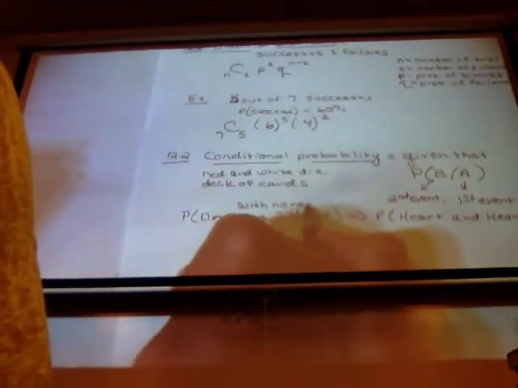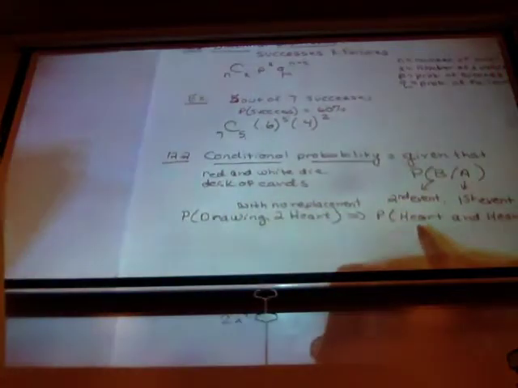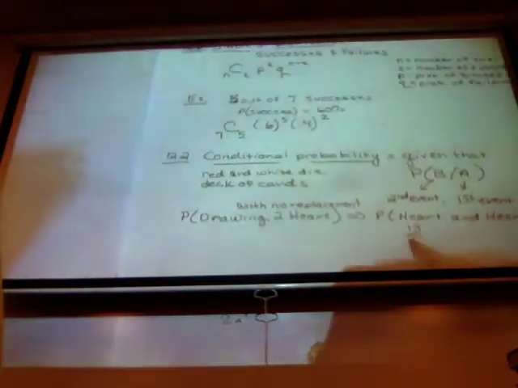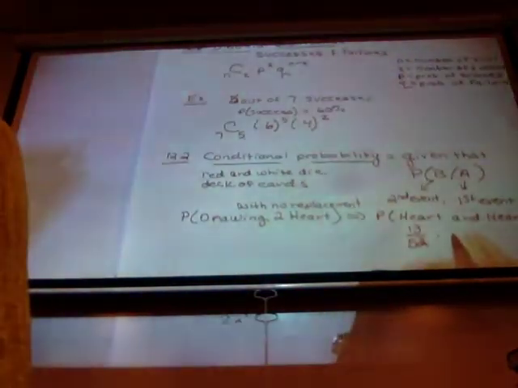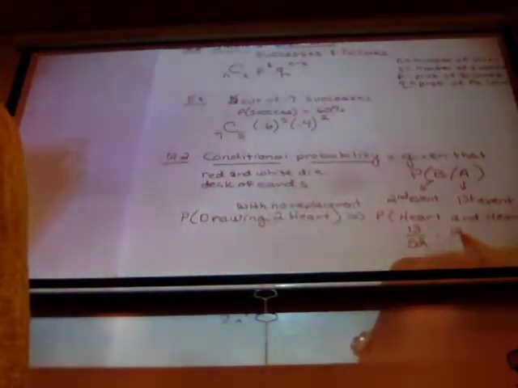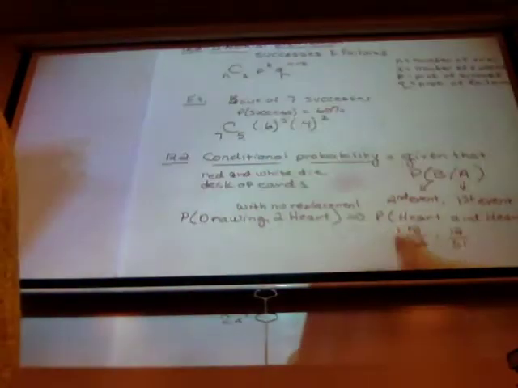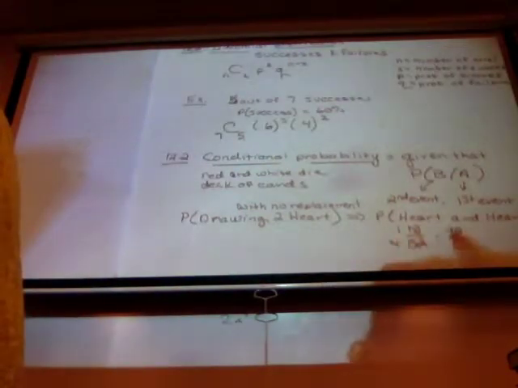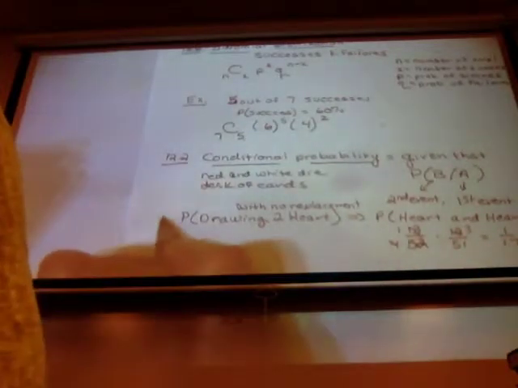You have to see the difference between, this is one example. On here there are 13 hearts out of 52. If I don't replace it, how many hearts are left? 12 out of how many cards am I drawing out of? 51. I can reduce this to 1/4. 4 goes into 12 3 times, and this ends up to be 1/17. Now this is one example.